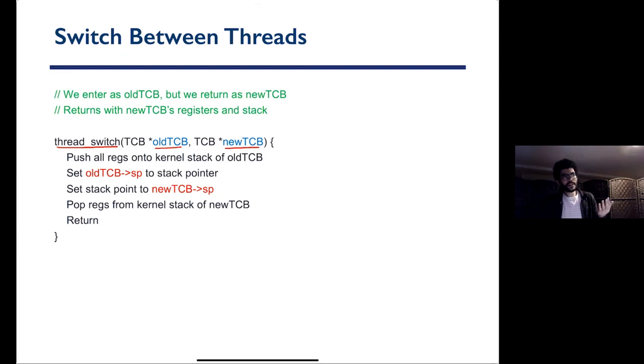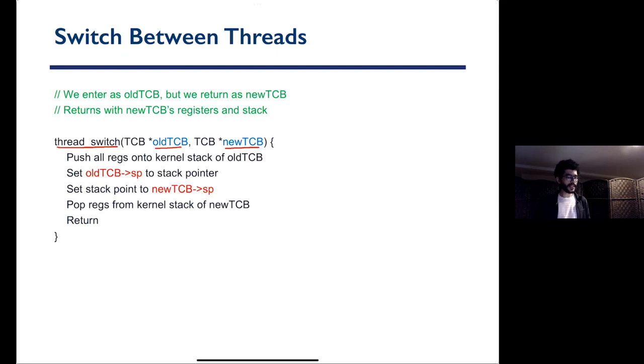Because what is a function really? A function is a piece of code. What is the context of a function? It's the stack, right? Whatever is on the stack kind of dictates the context of the function. Now, if I'm coming to this function with one stack, and get out of this function with another stack, it's as if I came to this function in the context of old TCB, and I'm getting out of it in the context of new TCB. And that's all because I changed the stack pointer.